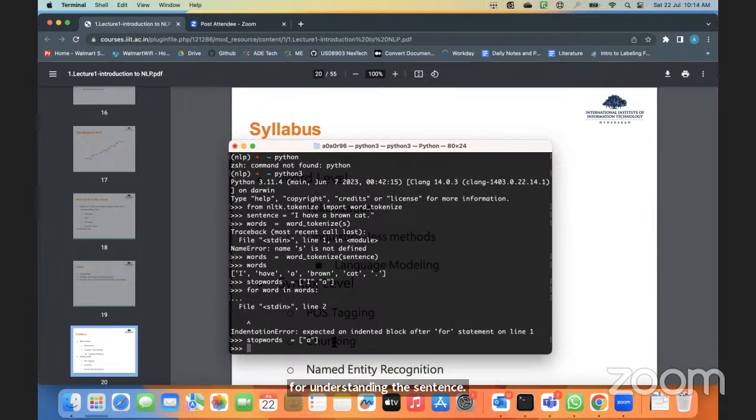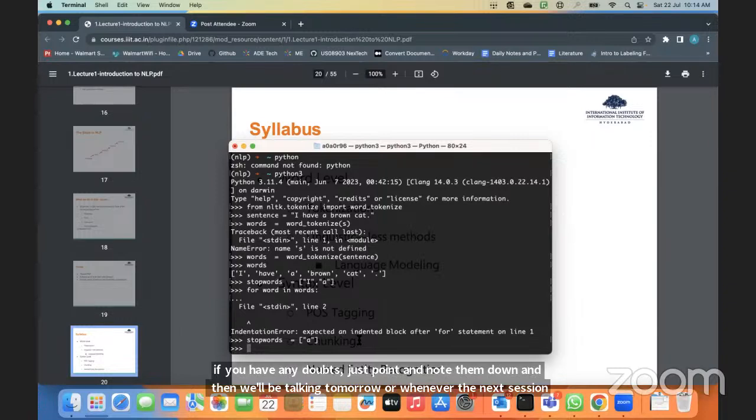We do POS tagging. POS tagging can also be done using NLTK. I would prefer you guys to go through it and try it on your own if you know Python. Otherwise, I would be sharing all the Python files by tomorrow, with basic level pre-processing, and then I'll just share the codes. But try it for today. If you have any doubts, just note them down, and then we'll be talking tomorrow or whenever the next session is. So this is how stop words work.